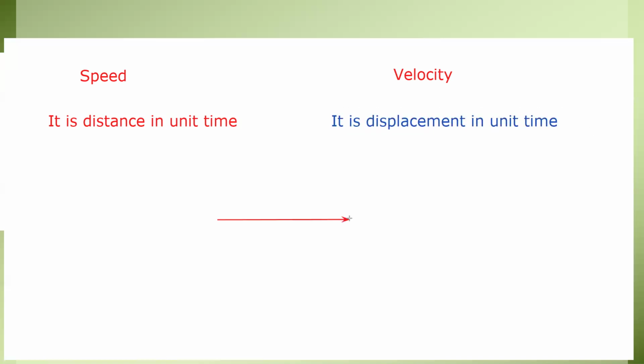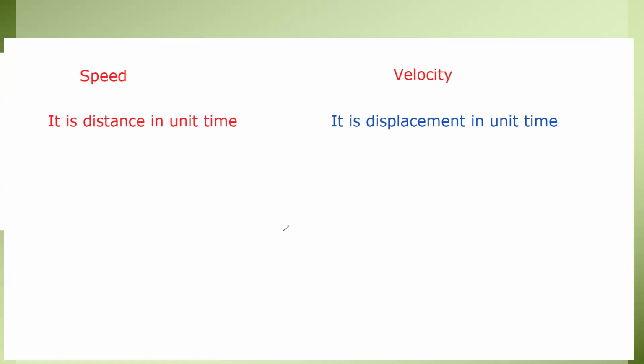But now what will happen? You will have scenarios in which the object does not move in a straight line. The object will change directions. So an object may have the same speed and velocity magnitude if it moves in a straight line. But if it changes direction, the magnitude of the speed and the velocity will be different.